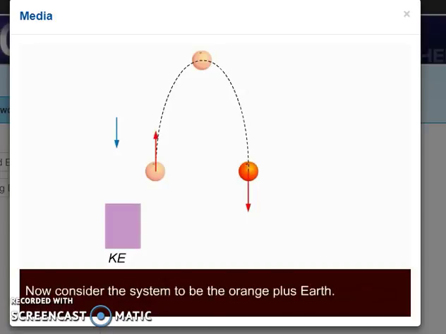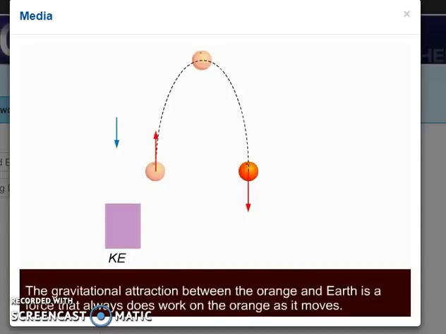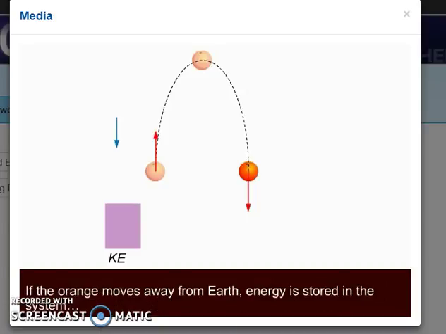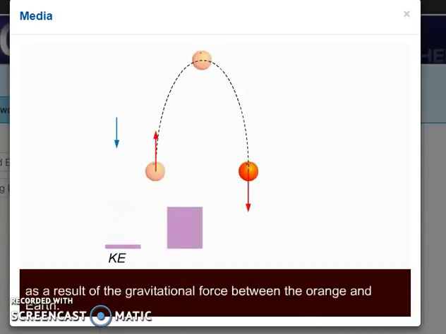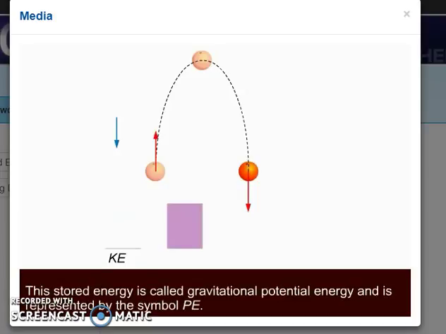Now consider the system to be the orange plus Earth. The gravitational attraction between the orange and Earth is a force that always does work on the orange as it moves. If the orange moves away from Earth, energy is stored in the system as a result of the gravitational force between the orange and Earth. This stored energy is called gravitational potential energy and is represented by the symbol PE.